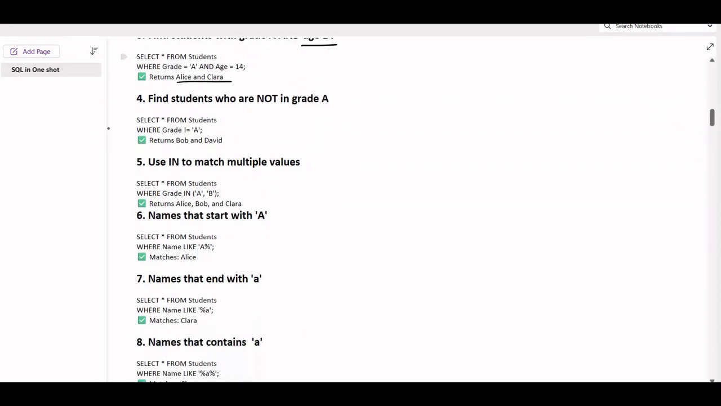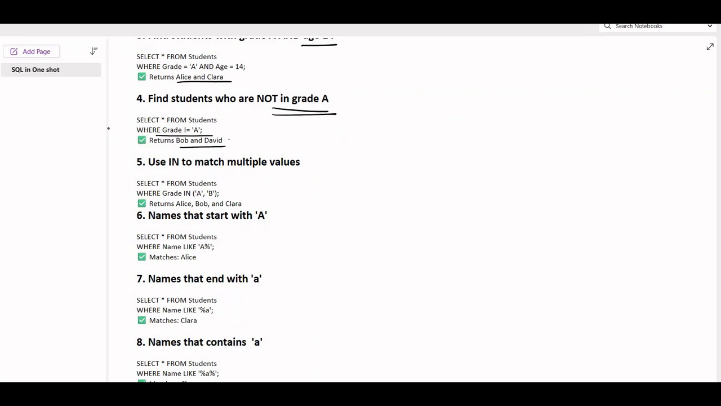One more thing: find the students who are not in grade A. So you have to SELECT star FROM students WHERE grade is not equal to A, because you have to find the names of students who don't have a grade A. That is why grade not equal to A. So it returns Bob and David, who don't have a grade of A.